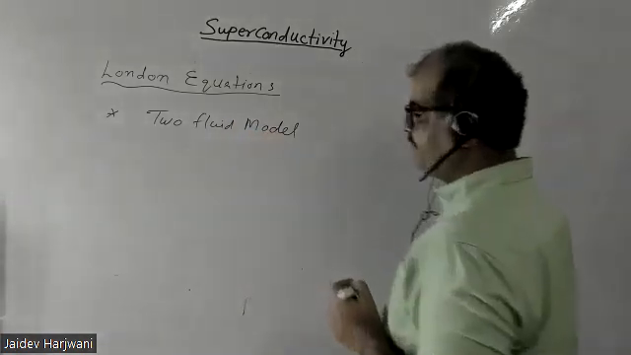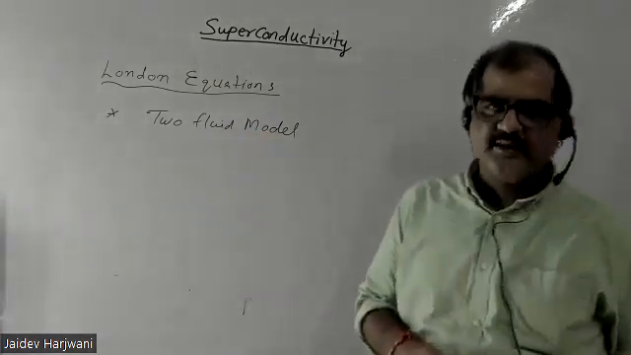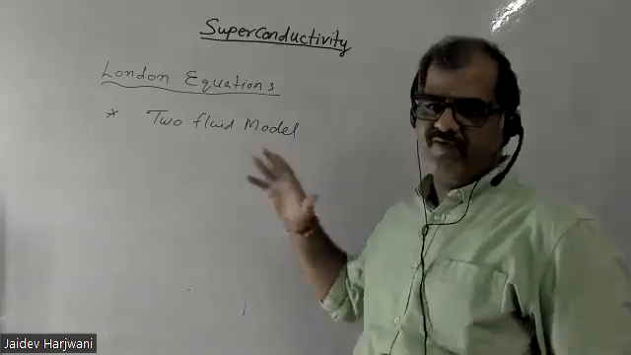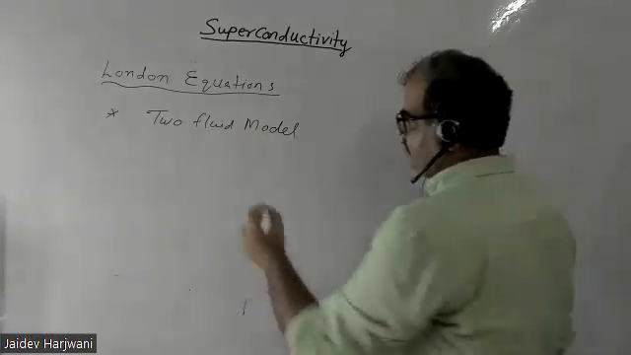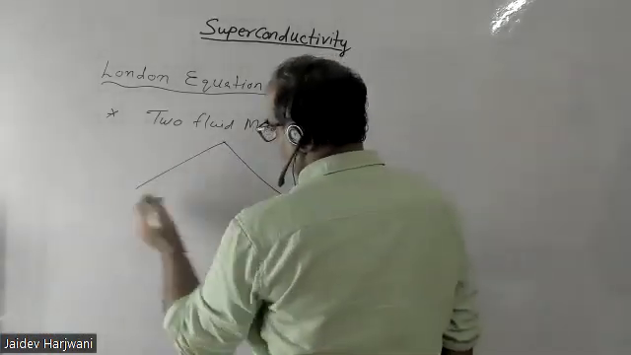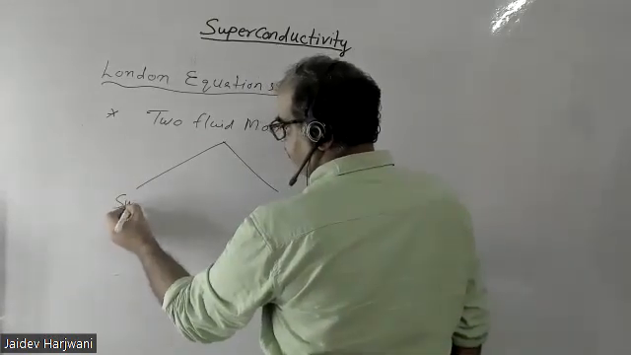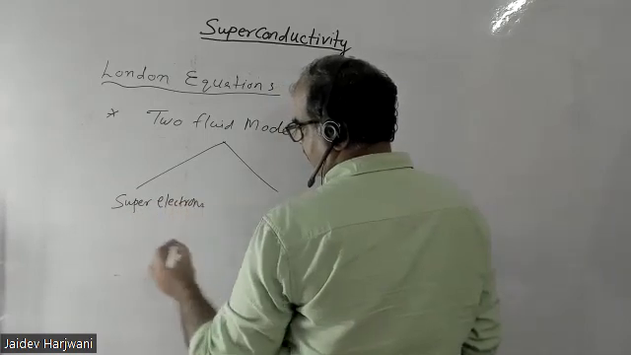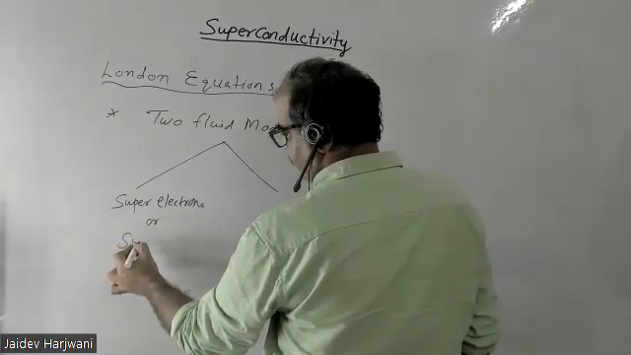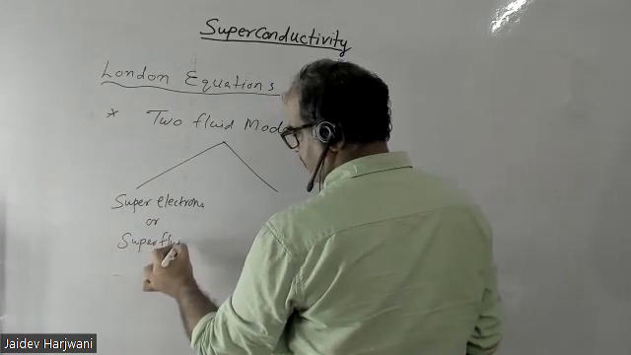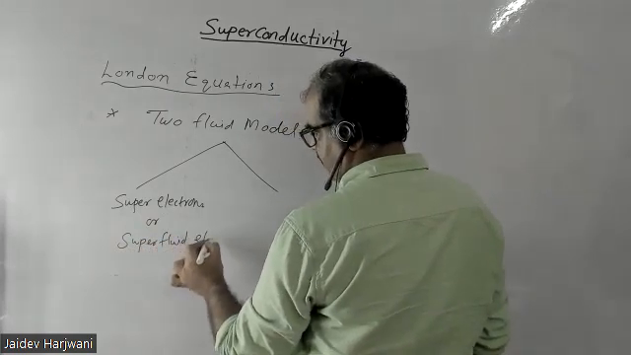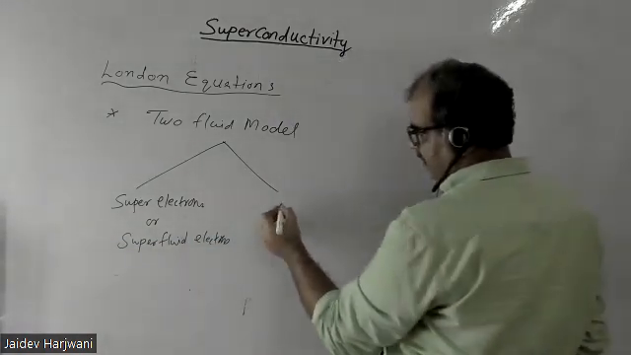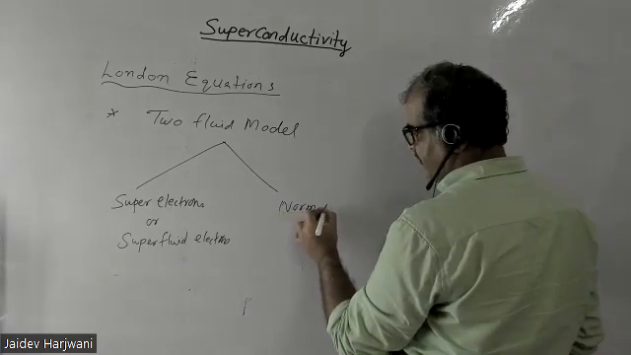What is the two fluid model? It says that in a superconductor we have two types of fluids or two types of electrons. One type are called super electrons, or super fluid electrons, and the other are normal electrons.